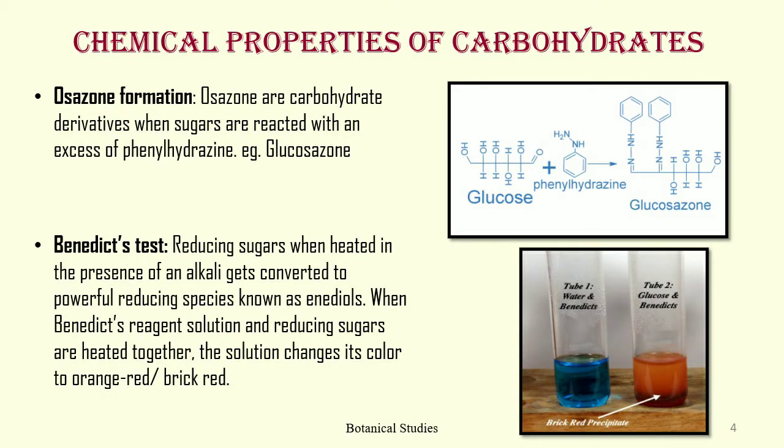Let us discuss the chemical properties of carbohydrates. Osazone formation. Osazones are carbohydrate derivatives formed when sugars are reacted with an excess of phenylhydrazine, for example glucosazone. Benedict test. A reducing sugar when heated in the presence of an alkali gets converted to powerful reducing species known as enediols. When Benedict reagent solution and a reducing sugar are heated together, the solution changes its color to orange red or brick red.